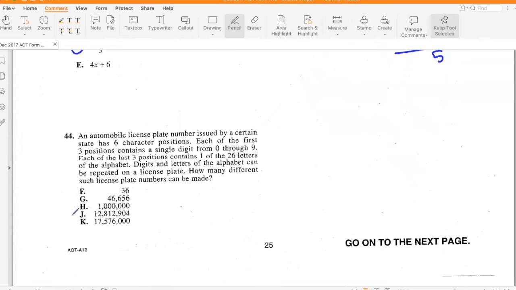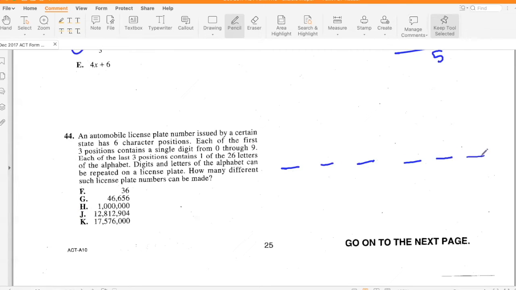An automobile license plate number issued by a certain state has 6 character positions. Each of the first 3 positions contains a single digit from 0 through 9. Each of the last 3 positions contains one of the 26 letters of the alphabet. Digits and letters of the alphabet can be repeated. How many different license plate numbers can be made?